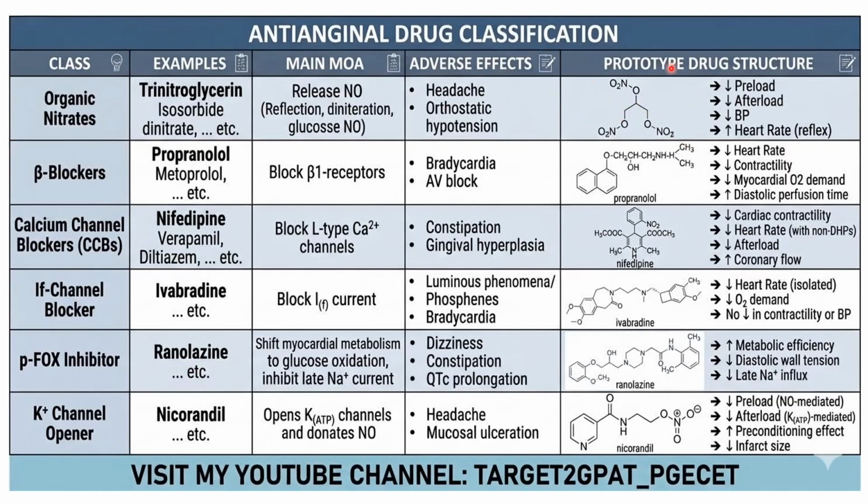You need to remember the drug structure, and the mechanism of action, as we have seen already, is by release of nitric oxide. It causes its effect as anti-anginal, and the adverse effects are headache and orthostatic hypotension. As we have seen in our previous slide, it causes decrease in the preload, decrease in the afterload, decrease in the blood pressure, and the only increase is in the heart rate.